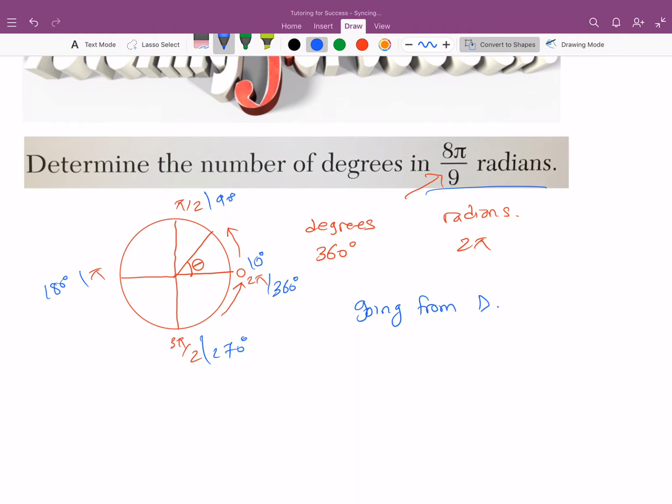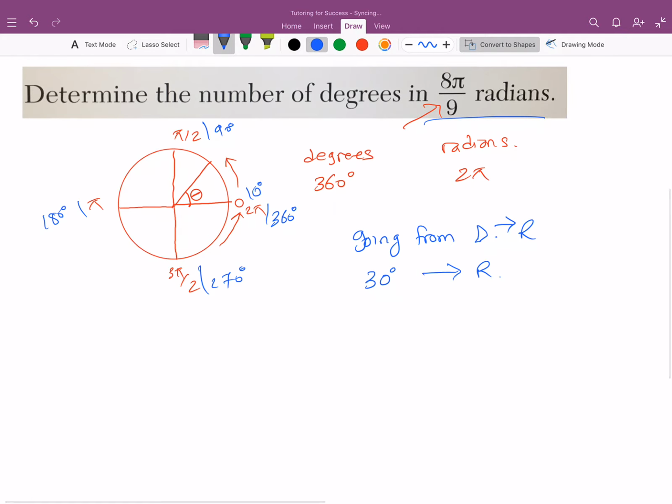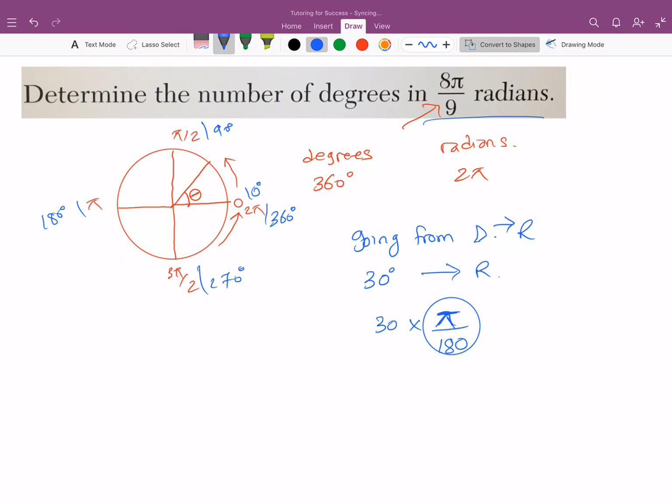So let's say D for degrees, and then R for radians. You're going from degrees to radians. So what do we do now? Let's say I have 30 degrees, and I want to convert it into radians. I would multiply by pi over 180. So if you introduce that pi on top and divide by 180, and multiply that whole thing by whatever the number in degrees is, you'll essentially convert this into radians.